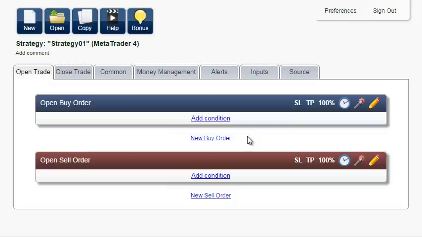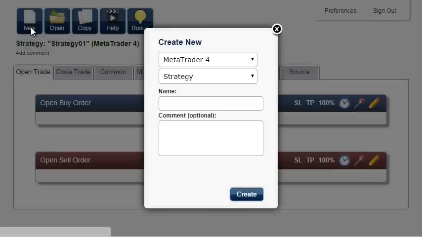In this tutorial, we will create an expert advisor based on daily breakouts. Generally, breakout systems are proven to be robust and profitable. Create a new MetaTrader 4 strategy and call it Daily Breakout.